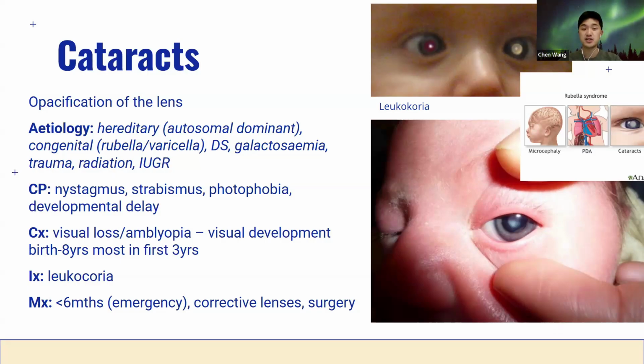Some congenital infections can also lead to cataracts. So the classic triad of congenital rubella is actually a patent ductus arteriosus, microcephaly, and also cataracts. So I think this is a good triad to try to remember. Some metabolic conditions like galactosemia, trauma, radiation as well.